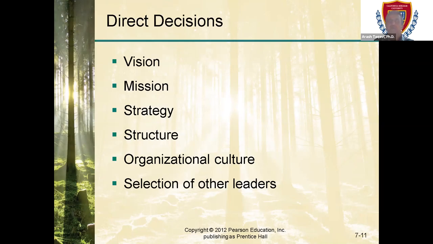Yes, it's important. It is not very new, about 20 years, that we have a good interdisciplinary field, so-called neurobusiness, or neuromarketing, or neuroleadership. You can search it on the internet. We are talking about the good features of the brain for buyers, for the sales forces, about different parts of the brain. It's very important. Vision, mission, and strategy, and the structure, organizational culture, and selection of other leaders: we should have direct decisions in these areas as the leader, as the manager.